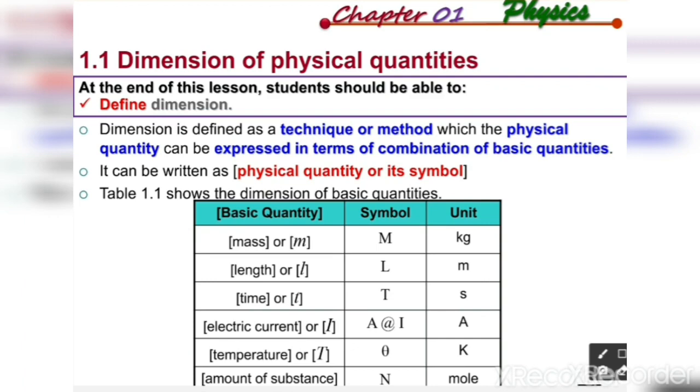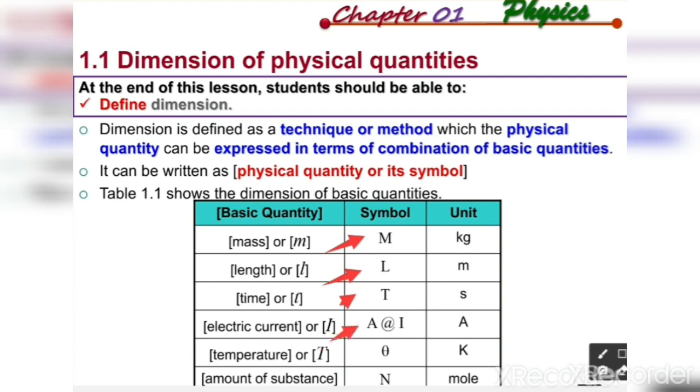We have 6 basic quantities that you have to remember, the symbol of the dimension and the unit for the quantity. Dimension of mass, the symbol is capital M and the unit is kilogram. Dimension of length, the symbol is L and the unit is meter. Dimension of time, the symbol is capital T and the unit is second.